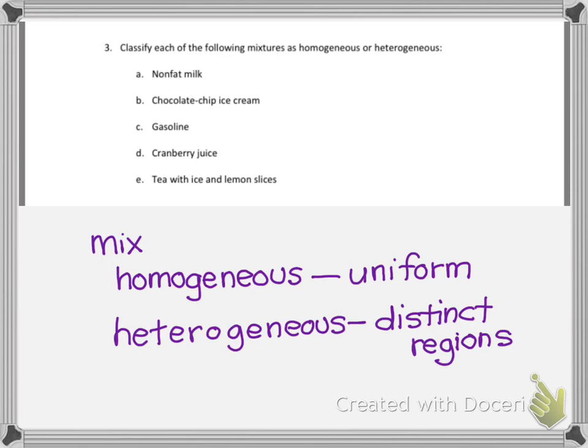So letter A, non-fat milk. So I imagine milk, and when I look at milk, unless it's soured, I do not see different distinct regions. So this would be uniform, and it would be considered homogeneous. Letter B, chocolate chip ice cream. Well, right away I could see ice cream and I could see chocolate chips, so that I see distinct regions, and this would be heterogeneous.